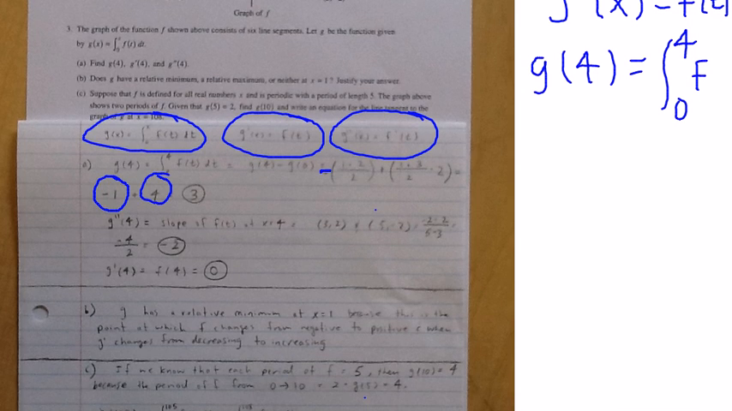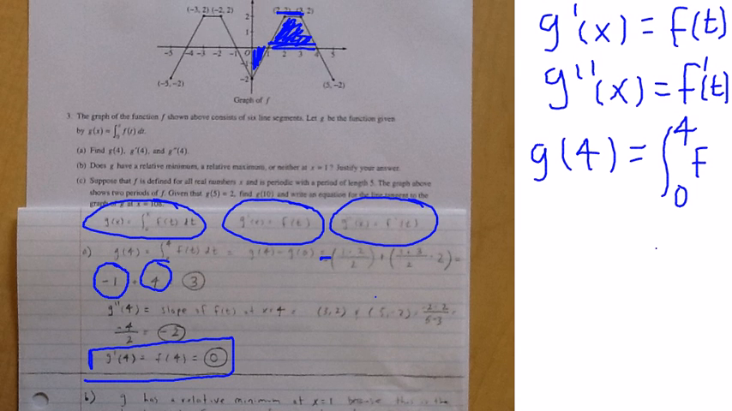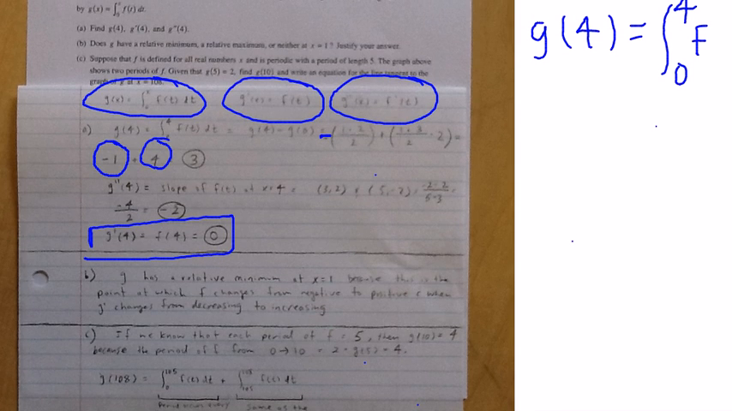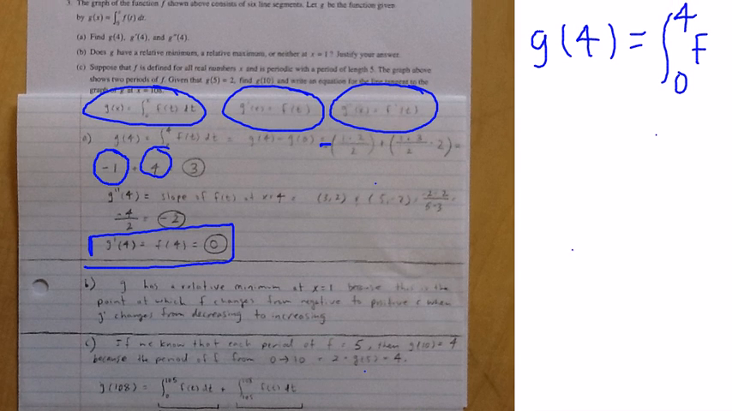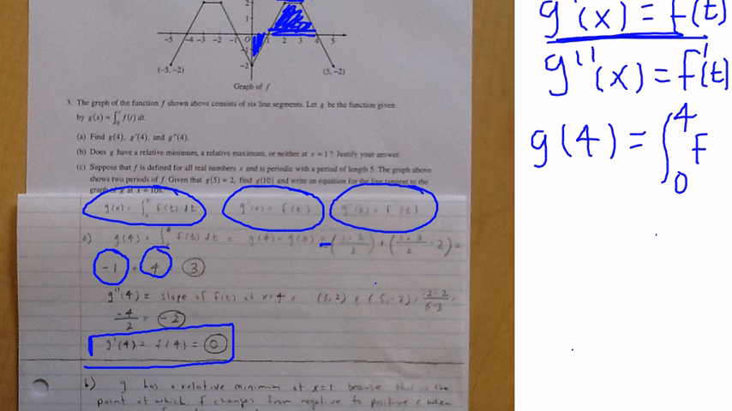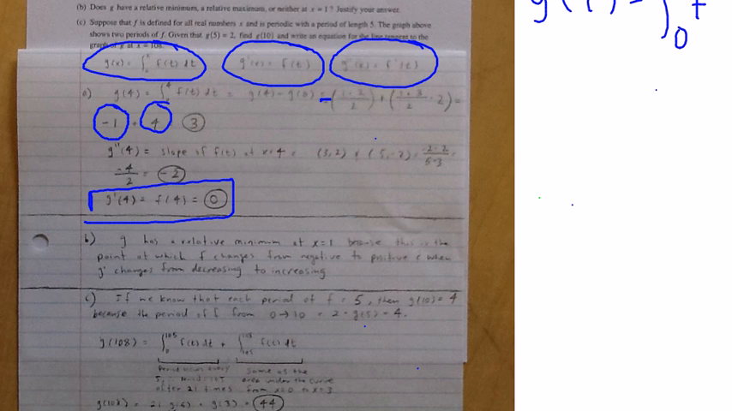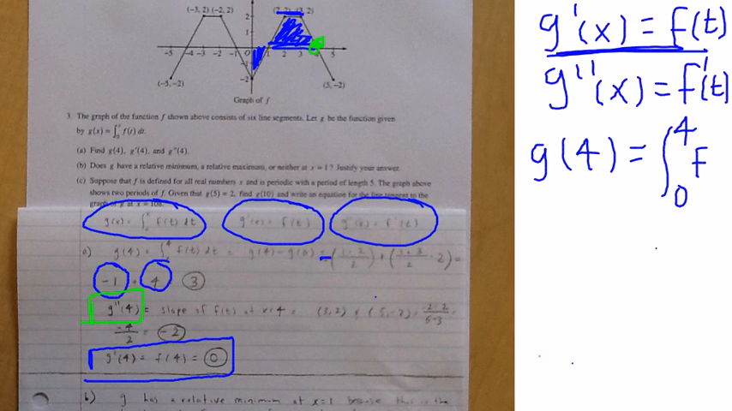Now as for g prime of 4. Alright, what does g prime of 4 mean? Sorry, I did it down here by accident. G prime of 4 means what I wrote right here for you guys. G prime of x equals f of t. So, if g prime of 4 equals f of 4, then what's f of 4 on the graph? F of 4 is simply 0. Easy. Done.